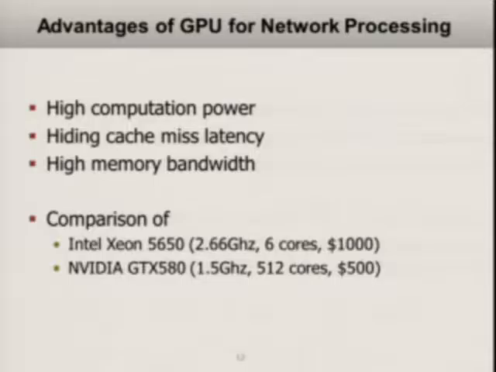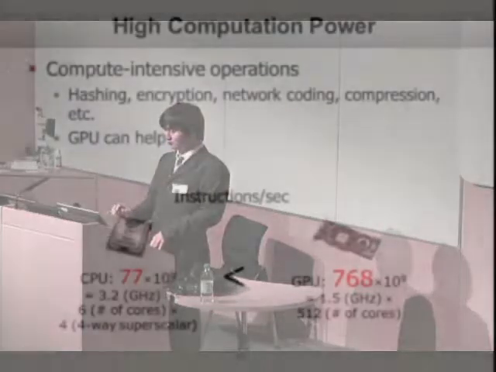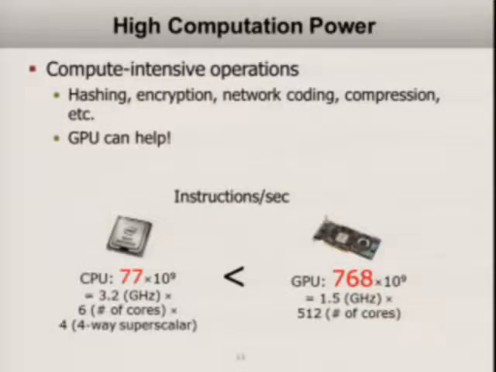So now I showed you that GPU exploits massive parallel processing to achieve high throughput, but why is it attractive for network processing? I'll explain the advantages of GPU in terms of computation power, memory access latency, and memory bandwidth by comparing an Intel CPU and NVIDIA GTX 580. Network processing such as hashing, encryption, network coding, or compression requires a lot of computation. The good thing is that GPU has an order of magnitude higher computation capacity in terms of instructions per second. Hence, the GPU can help compute-intensive network processing.